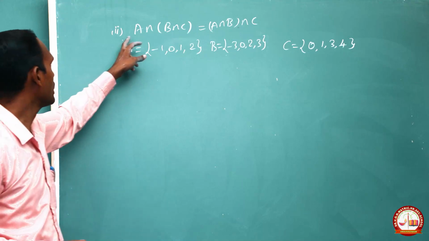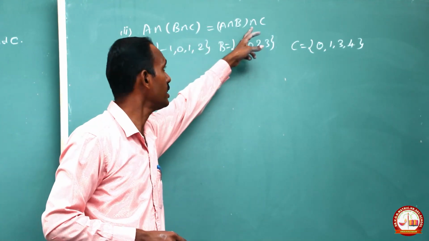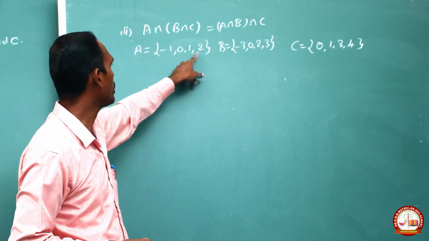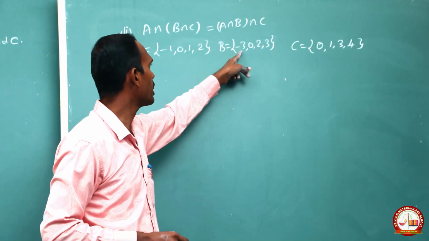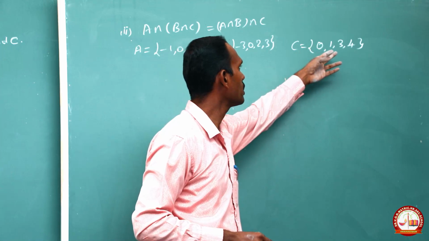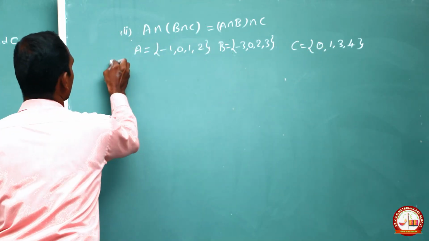Okay, next, the second question. A intersection B intersection C equal to A intersection B intersection C. So A equal to -1, 0, 1, 2. B equal to -3, 0, 2, 3. C equal to 0, 1, 3, 4.